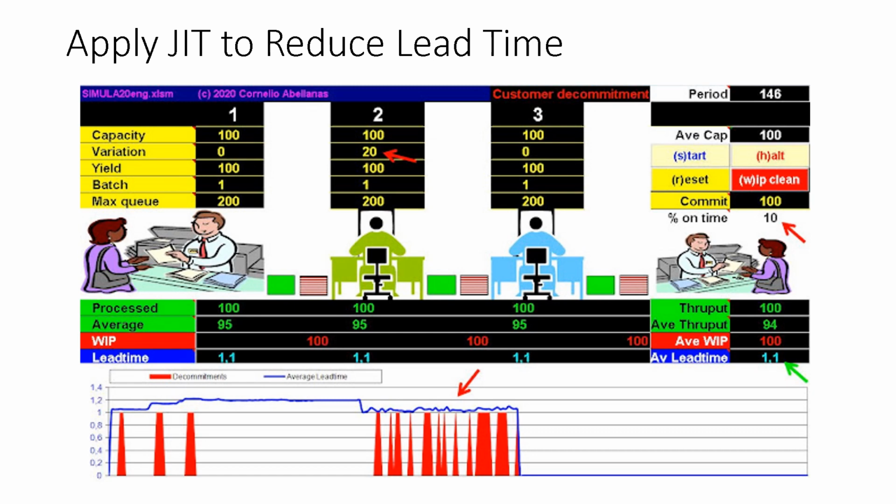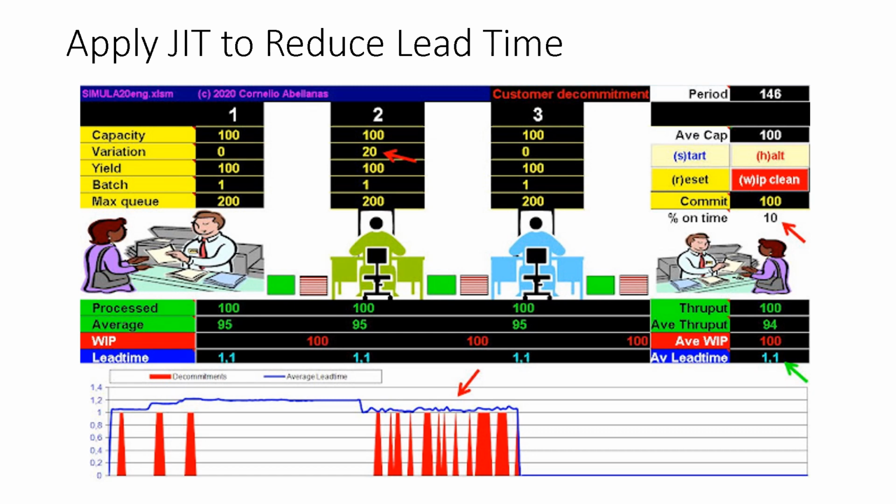What is percentage on time? What is the average production of all steps? Which step is causing the problem to the whole line? Is it obvious if we just look at the average line? Has lead time improved by applying just in time? What is average lead time?